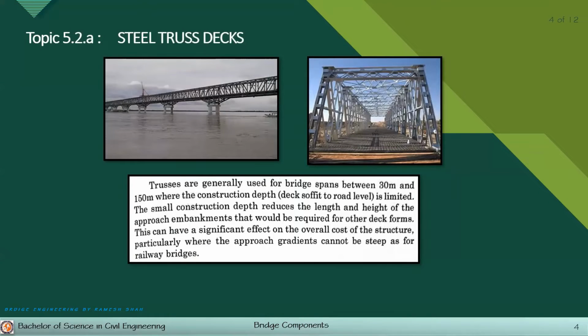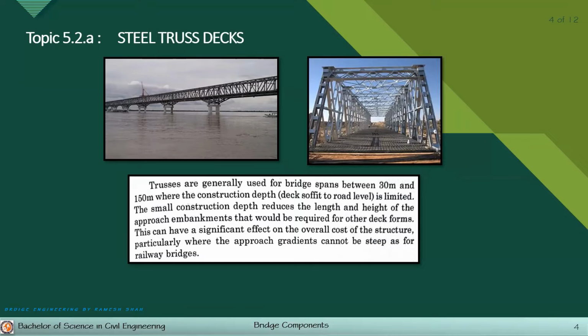Yan. Next is the steel truss decks. So, trusses are generally used for bridge spans between 30 meters and 150 meters, where the construction depth or deck soffit to road level is limited. The small construction depth reduces the length and height of the approach embankments that would be required for other deck forms. So this can have a significant effect on the overall cost of structure, particularly where the approach gradient cannot be stepped as for railway bridges.